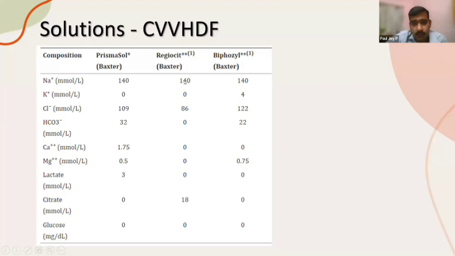In the Prismaflex system, the pre-filter replacement fluid, Regiocit, also contains citrate, around 18 millimole per liter. When this is used, it is advised to use a calcium-free dialysate, which is Biphozyl. This does not contain calcium. For the post filter we can use either Biphozyl or Prismasol according to the potassium requirements. Biphozyl contains potassium, so if the patient is hyperkalemic, this has to be avoided.